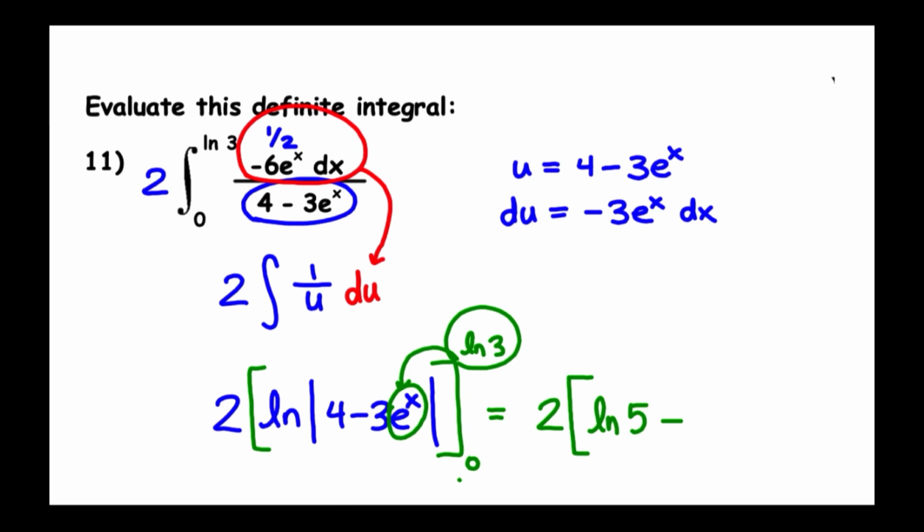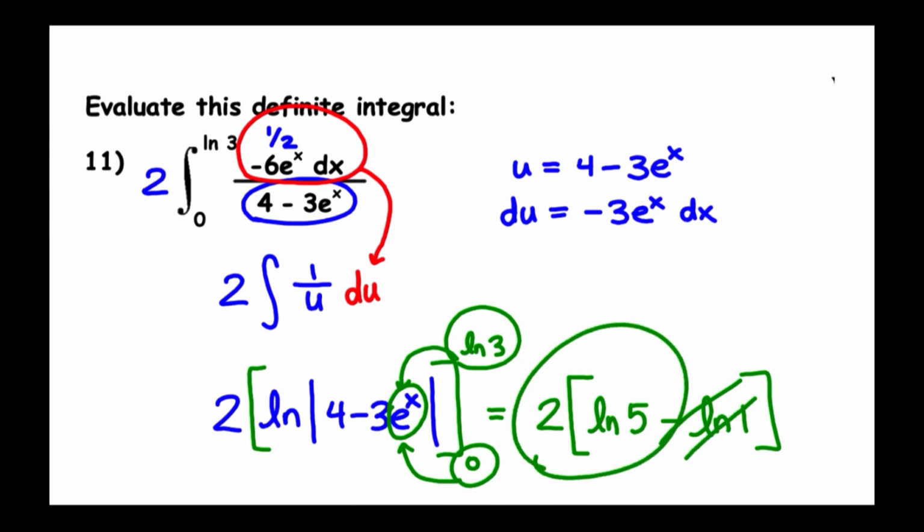All right, in goes the 0 this time. E to the 0, like anything else, is going to be 1. So you have the natural log of 4 minus 3. That's the natural log of 1. Of course, the natural log of 1 is 0. And so your answer is going to be 2 ln 5. Oh, yeah.